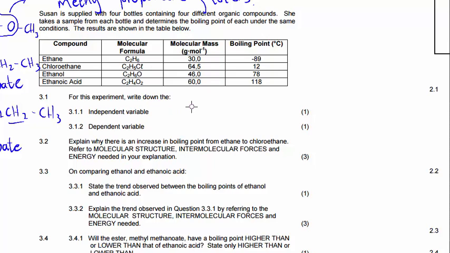For this experiment, write down the independent variable. Now, an independent variable is the variable that you can change. Okay? It's the variable you can change. The dependent variable, you cannot change that variable. It depends on the variable that you changed. Does that make sense? Yes. Okay. So which one is the independent variable?